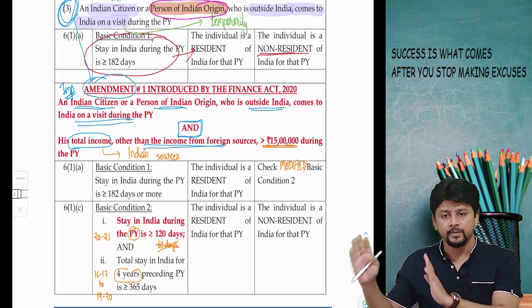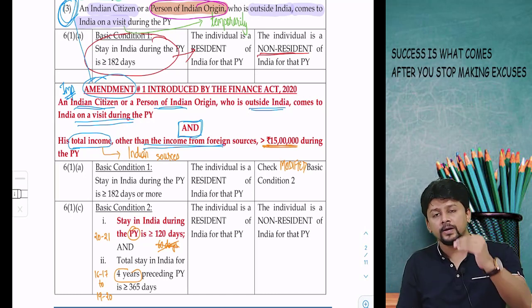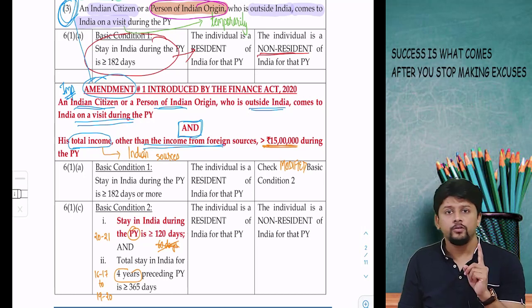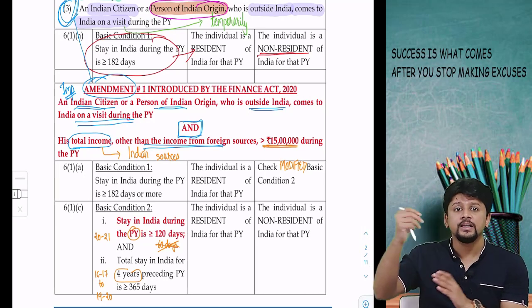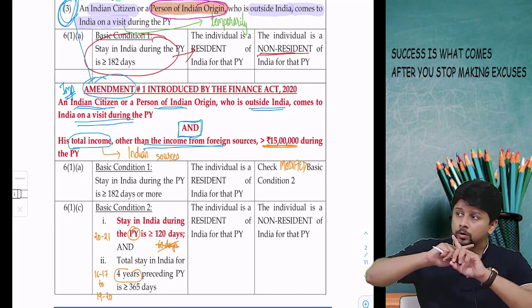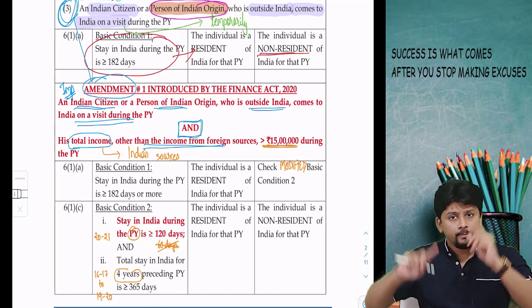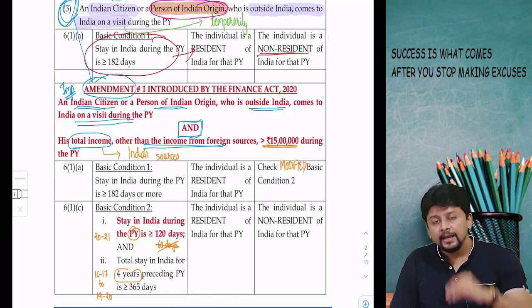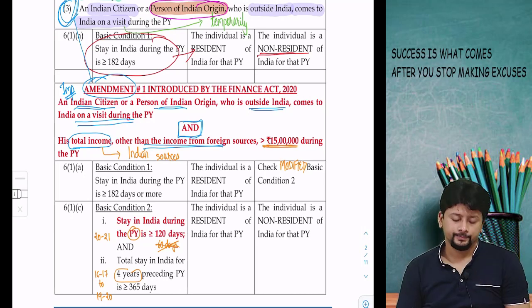Amendment number 1 and amendment number 3 are connected to each other, discussed. Amendment number 2 and amendment number 4 are connected to each other. Amendment 2: if you are an Indian citizen and your Indian income exceeds 15 lakh rupees, but you are not paying tax in any other country of the world, then by default you are assumed to be a resident of India and assumed to be resident but not ordinarily resident.